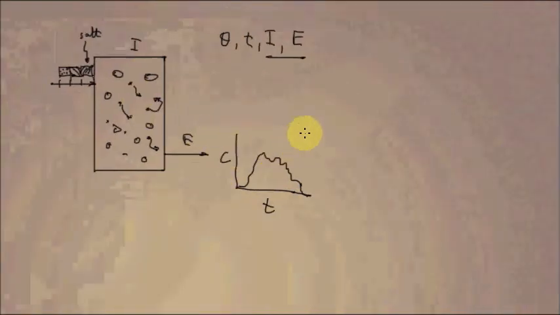So let's say we are now interested in the fluid elements that have been in the reactor between 10 minutes and 11 minutes. So let's say we are interested in the specific range 10 to 11 minutes.